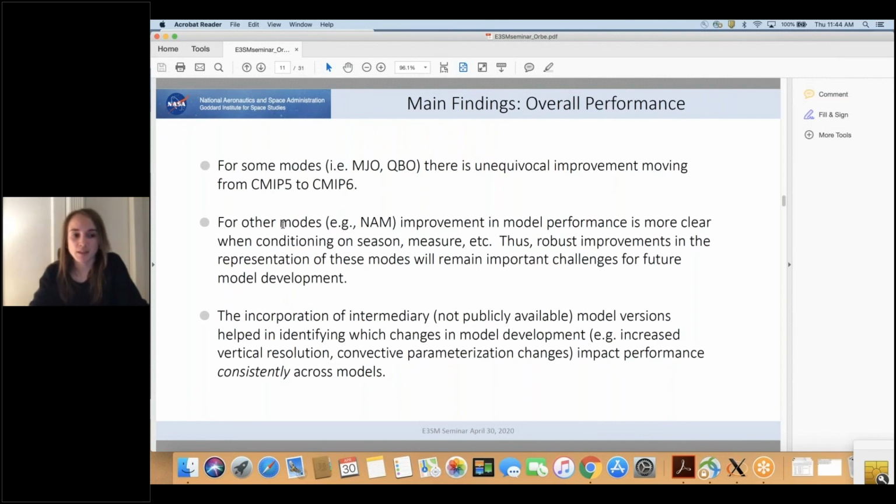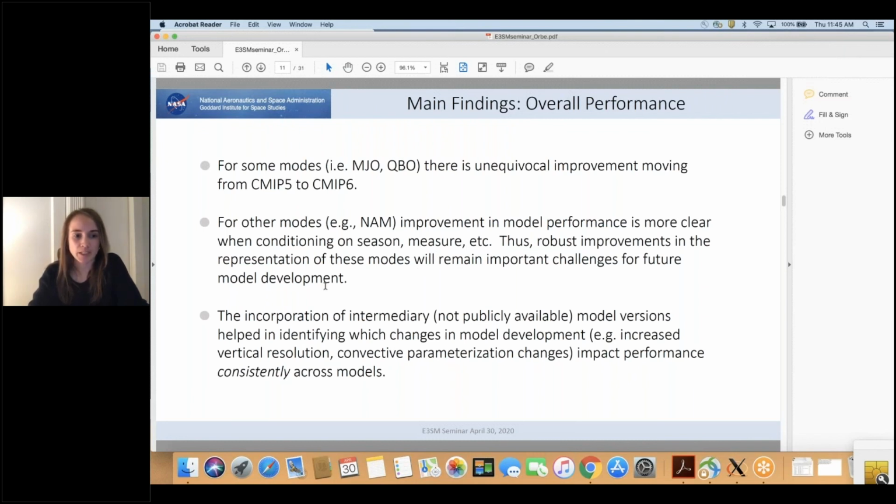So that said, there are other modes, however, including many of the extratropical modes, for which the improvement in model performance from CMIP5 to CMIP6 is clear, but the story is a bit more nuanced. And so some of the improvements are more obvious when we condition on season, or when we look at some measures versus others, and/or if we look across modeling groups or just within individual modeling groups. So our consensus or our feeling at the end of this was that robust improvements in the representation of extratropical modes still remains an important challenge for future model development.